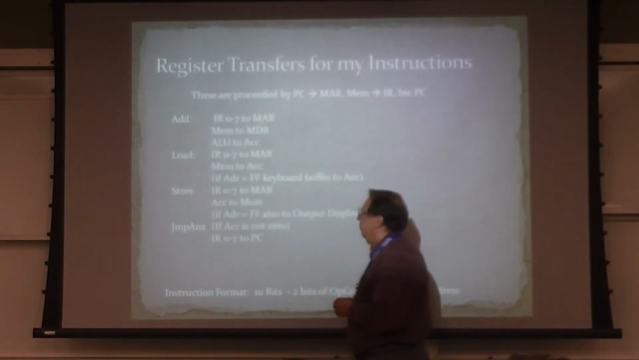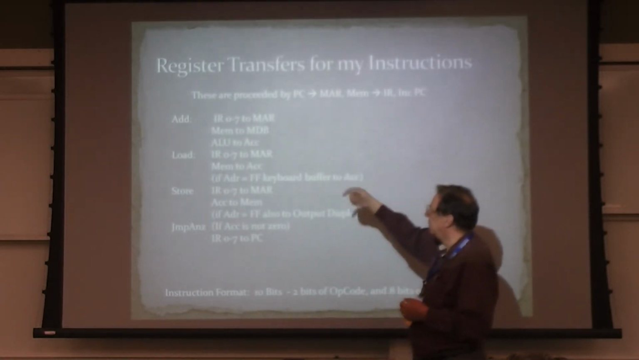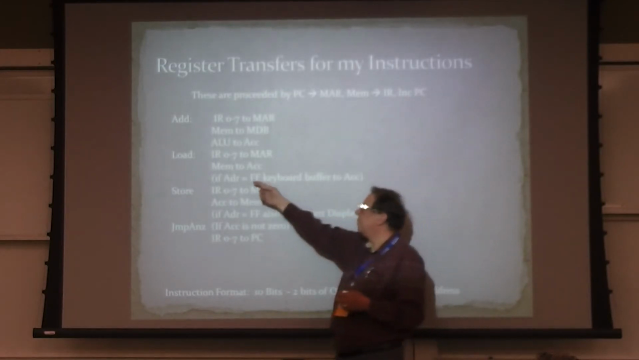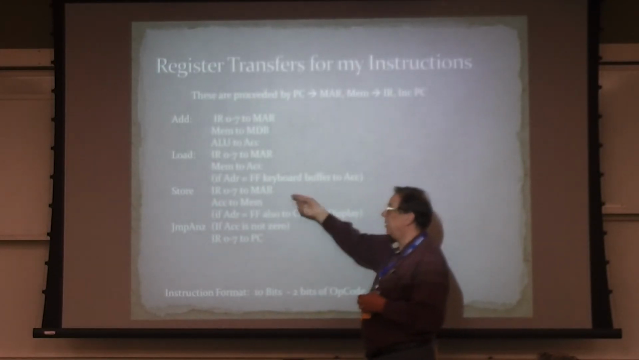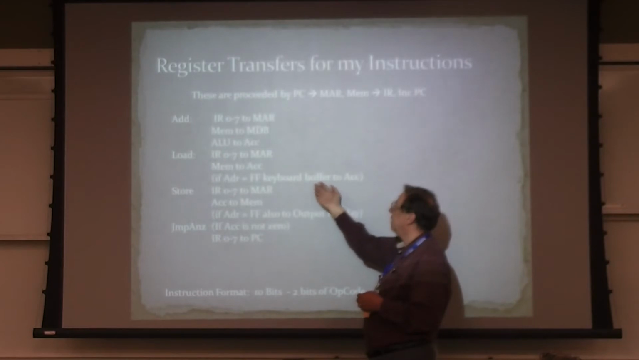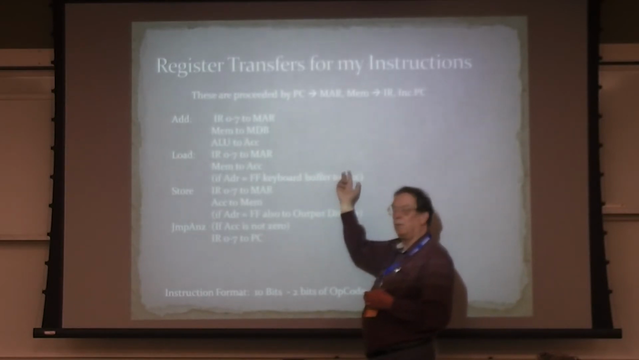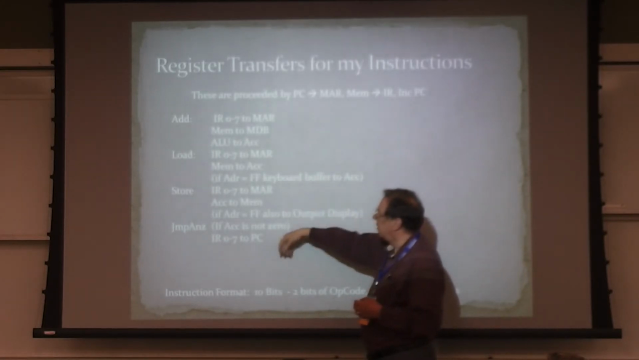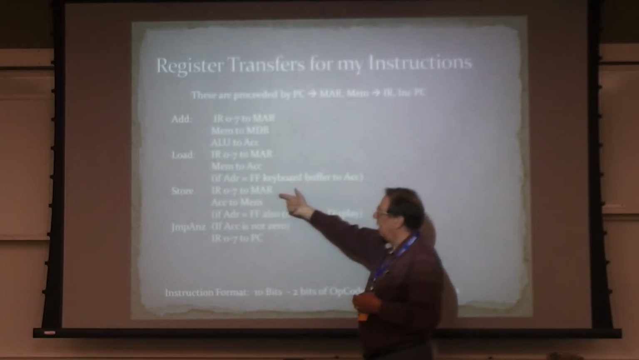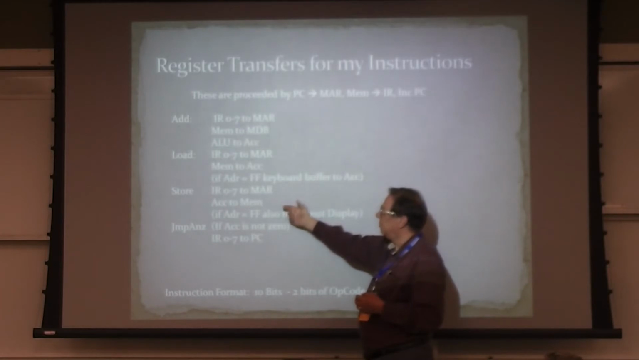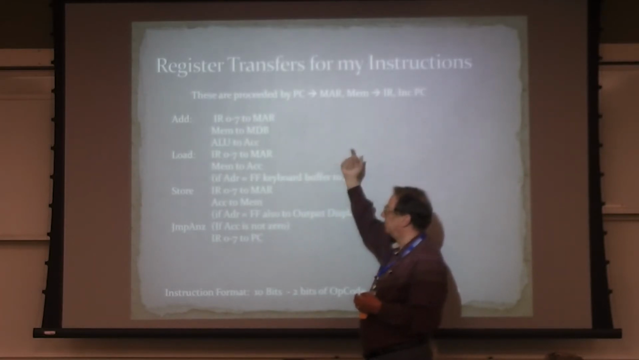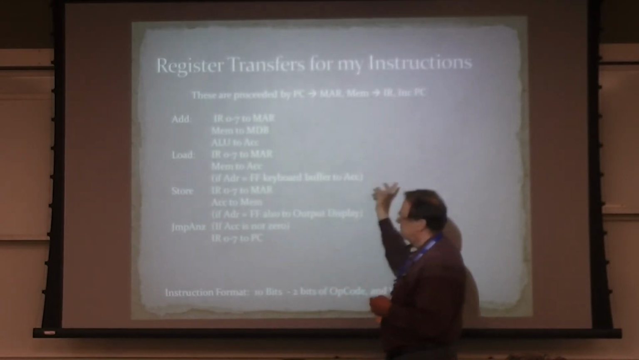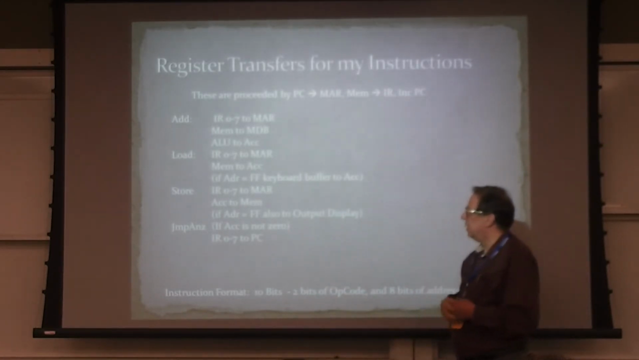Okay. If we do a load, we put the address in the memory address register. We grab that value from memory and put it into the accumulator. If the address happens to be FF, then instead of grabbing from memory, we'll grab it from the keyboard and put it in the accumulator. Okay, the store is the opposite. We take the address, put it in the address register, and then take what's in the accumulator and put it in that location. If that address happens to be FF, we'll write it to memory, but we'll also write it to the display.